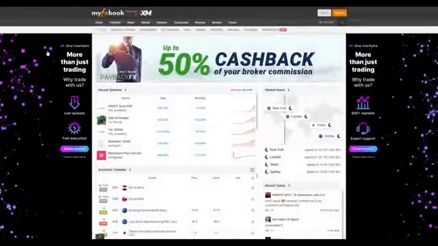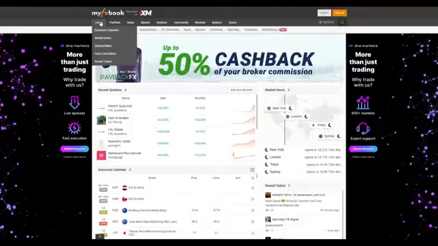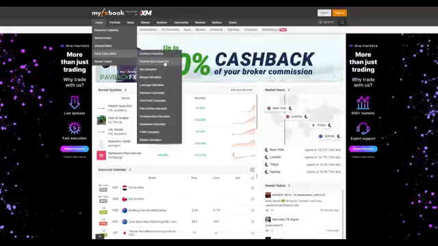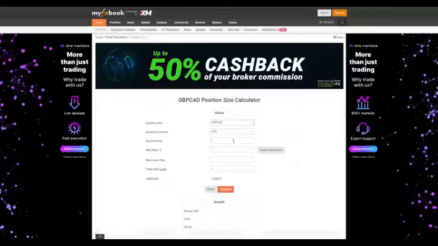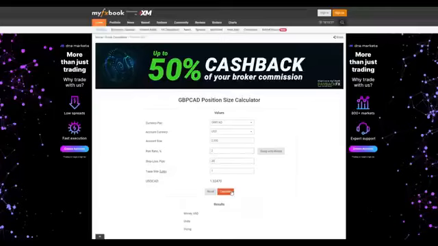To use this tool, go to myfxbook.com, and from the Home tab, select the Forex calculators and position size calculator. Here, you will be able to calculate your lot size. Imagine we want to trade the pound CAD. We have a $2,500 account size, and we want to risk 2% of our capital on this trade. Let's put the stop loss of 20 pips and click on calculate.